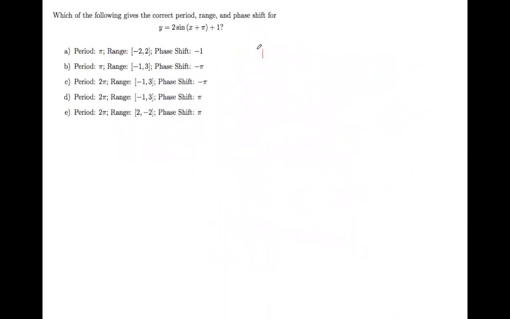First off, our period is just going to be 2 pi because we don't have anything multiplying the x. Remember, the thing that multiplies the x tells you what your period is going to be. The period is 2 pi over b. So we can eliminate the answer choices with a period not equal to 2 pi.